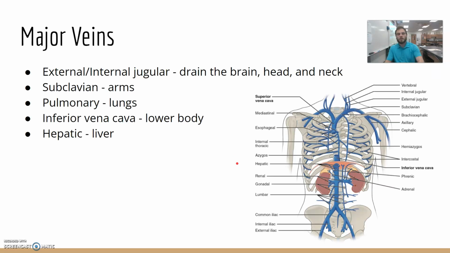So those are some of the major arteries and veins and the functions of blood vessels that we have in the body. Don't forget those three layers are very important to know: the tunica adventitia, the tunica media, and the tunica intima, as well as just knowing the path going from arteries to arterioles to capillaries, and then to venules and then veins.